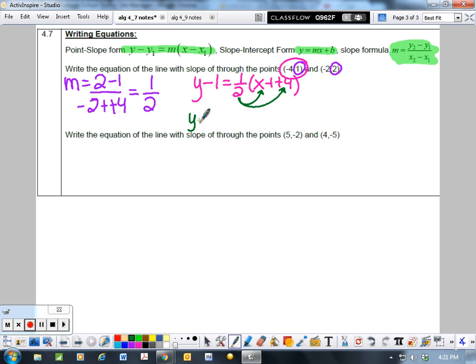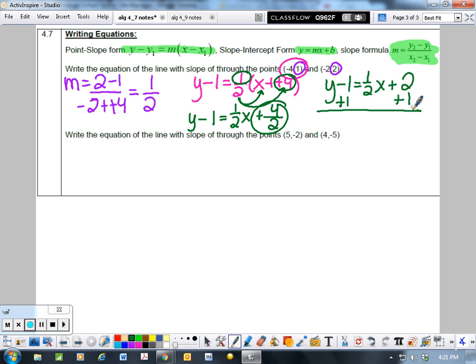So now this looks like y minus 1 equals 1/2 times x is 1/2 x. Now when I do 1/2 times 4, I'm going to do 1 times 4, which is 4, over whatever's at the bottom of the fraction, 2. And now I'm going to go ahead and divide that out. So what is 4 divided by 2? So now it looks like y minus 1 equals 1/2 x, and 4 divided by 2 became 2. Now I can move that 1 over. So y equals 1/2 x plus 3. And that's our answer.